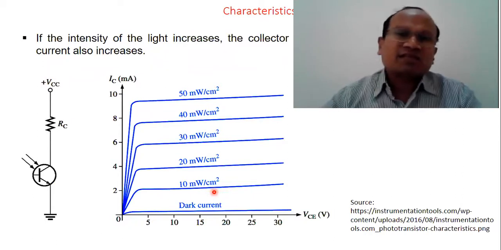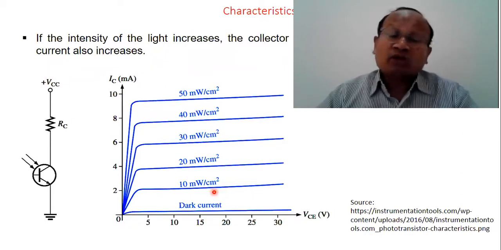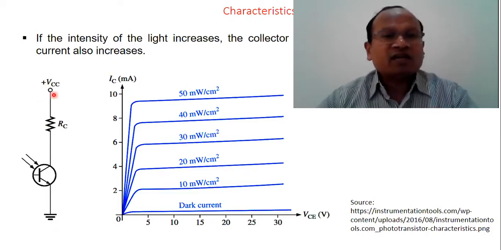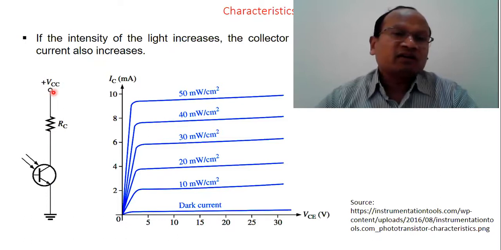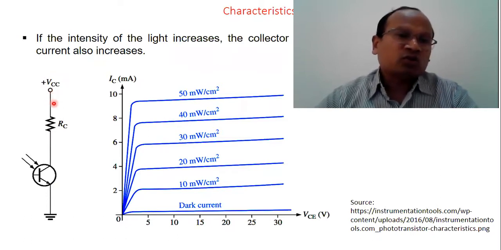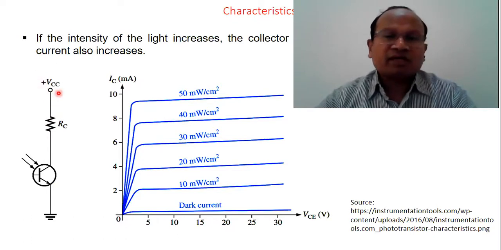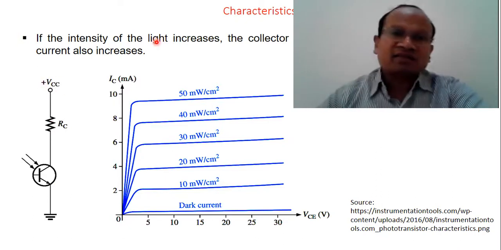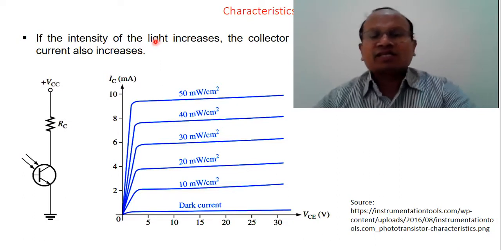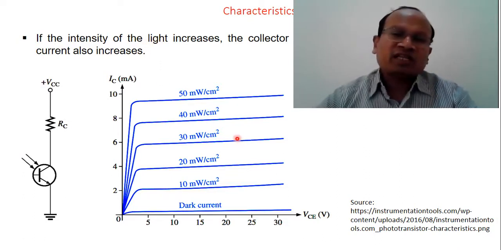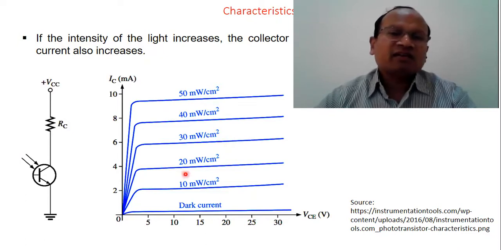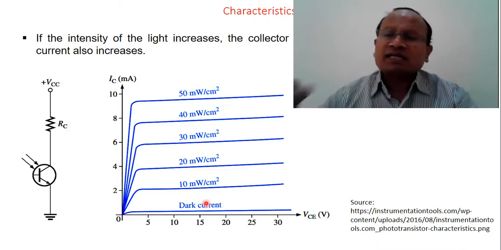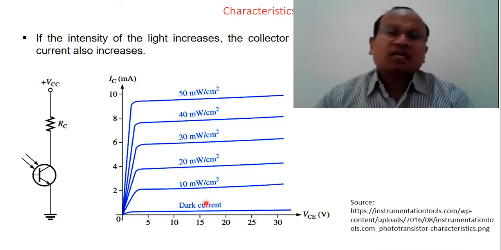This is the characteristic of the phototransistor. This is the circuit I was talking about. You can see this is the NPN phototransistor, where the collector region through the collector resistance is connected with the supply plus VCC. If the intensity of light increases, the collector current will also increase. So in the characteristic, it can be seen that the first characteristic is the dark current, because the intensity is almost null. There is no light.